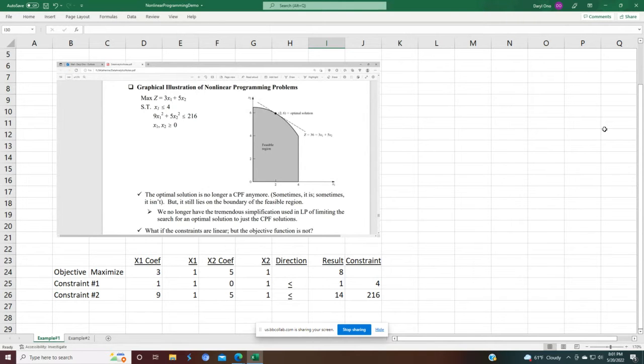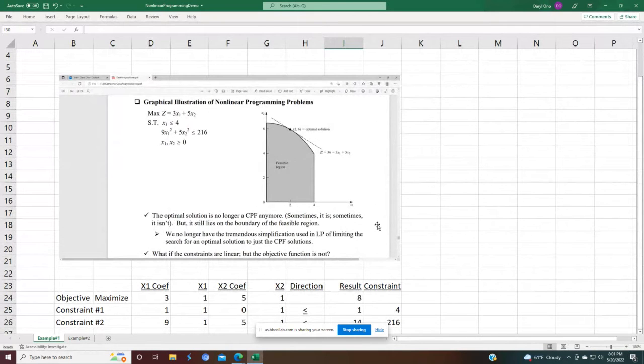The first example that we would like to try comes from a page in our course notes on linear programming. You can look in our course notes, and we have a graphical illustration of a nonlinear programming problem. We see the formulation here on the left side.